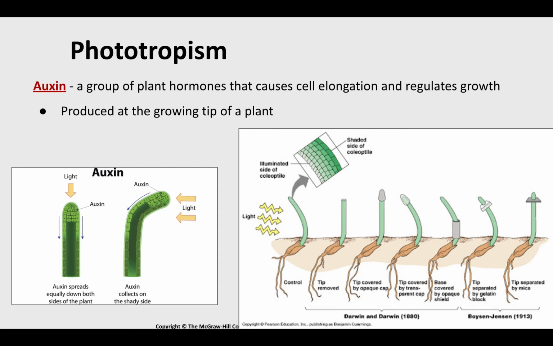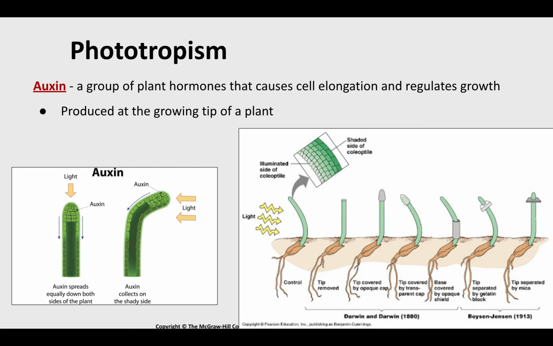The next thing that they did was they cut off the tip of the plant. They removed the tip, and they saw that this plant did not respond to the light. So that indicates that something's going on with the tip of the plant. This plant tip is playing an important role. They then covered the tip of the plant. Instead of cutting it off, they covered it with a cap that does not let in sunlight, and they found that, once again, there was no response to light.